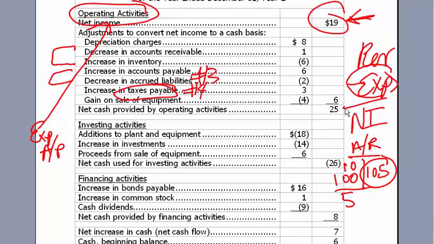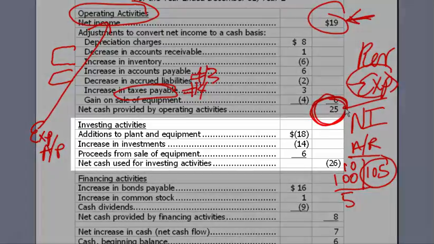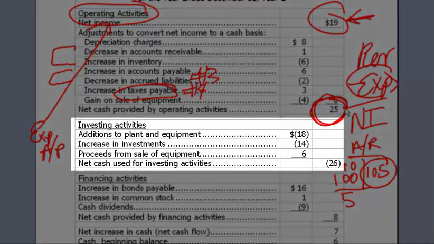Once you do that, you'll see that although you had 19 in net income, you actually had a positive cash flow of 25. And so if you were thinking of this in terms of millions or even billions of dollars, the difference between 19 billion and 25 billion is significant.